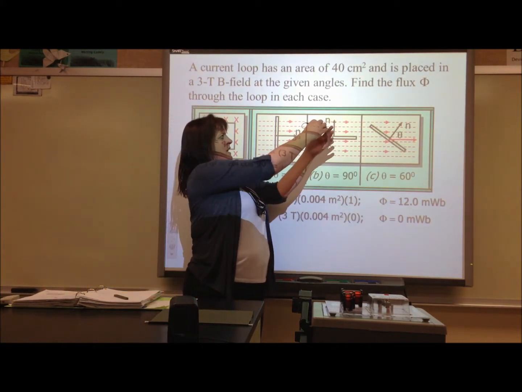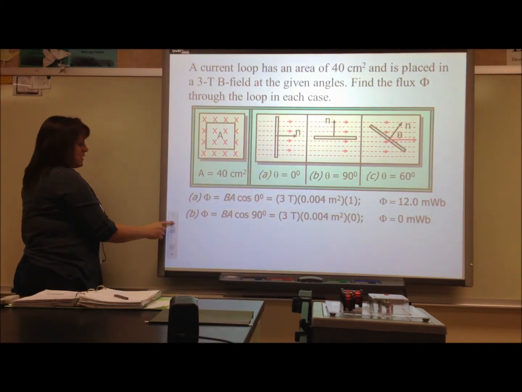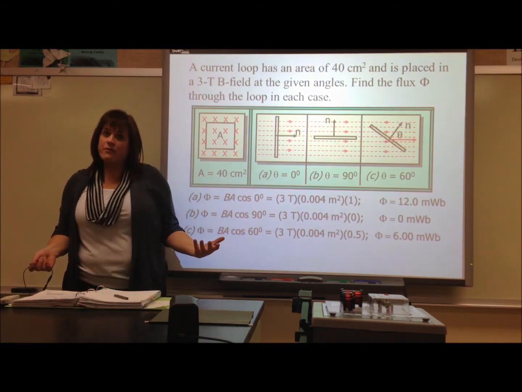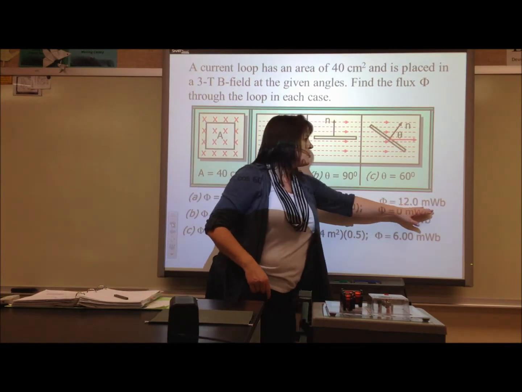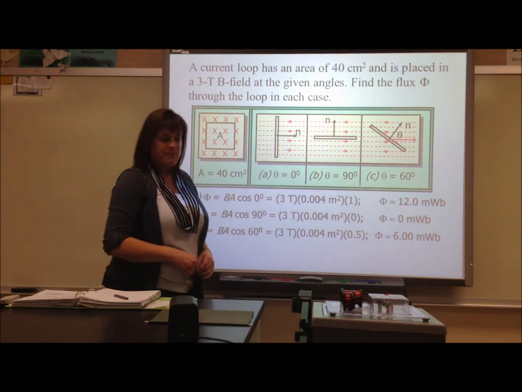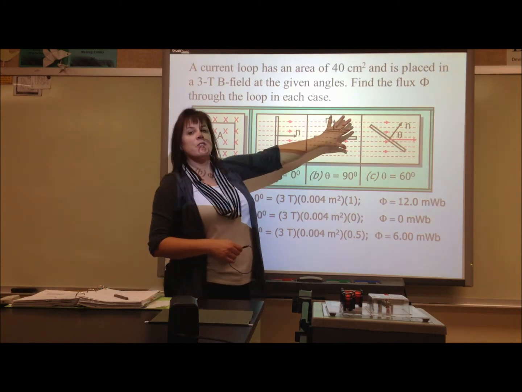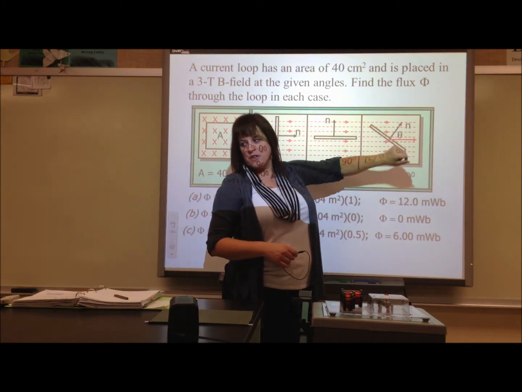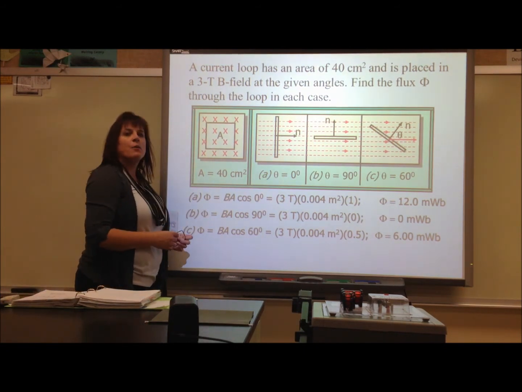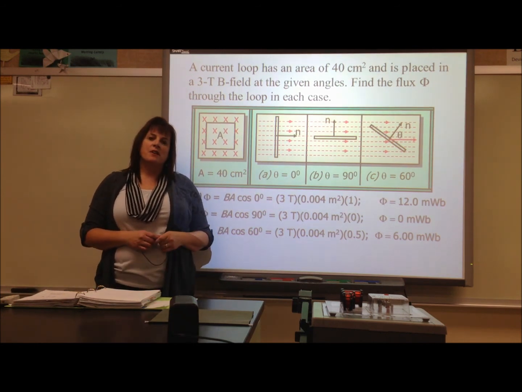Here, there's no magnetic field passing through the loop, so it's 0. The cosine of 90 is 0. Here it's B A cosine of 60. Cosine of 60 is a half. So we have half as much of our milliwebers, times 10 to the negative third. Maximum flux, 0 flux, half as much flux. All right, we're going to stop here, and when we come back, we're going to talk some more about Faraday's observations.